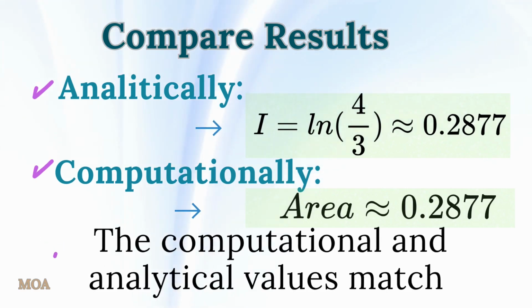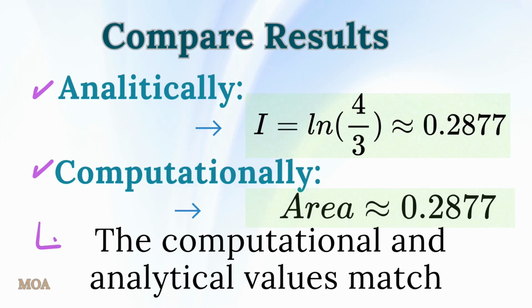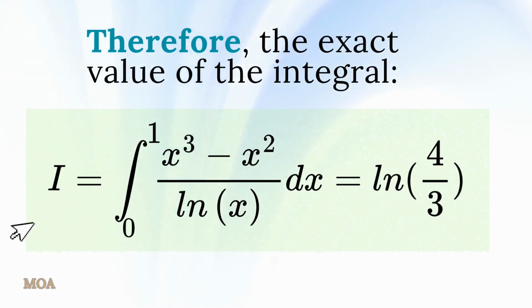By comparing this analytical result with our computational verification, we observe that the values match perfectly. Specifically, they agree to 4 decimal places, confirming both the correctness of our result and the rigor of the methodology adopted. Therefore, the exact value of the integral from 0 to 1 of x cubed minus x squared divided by the natural logarithm of x with respect to x equals the natural logarithm of 4 over 3.